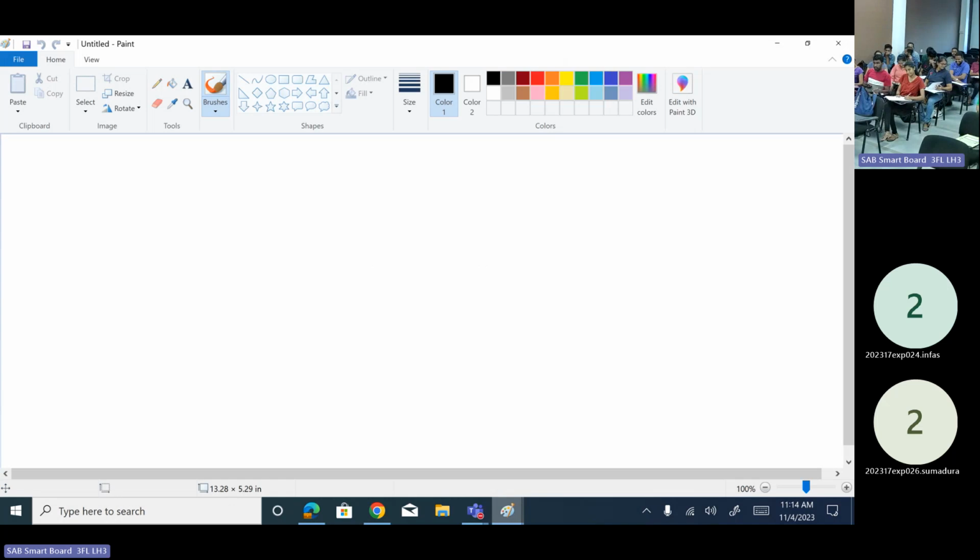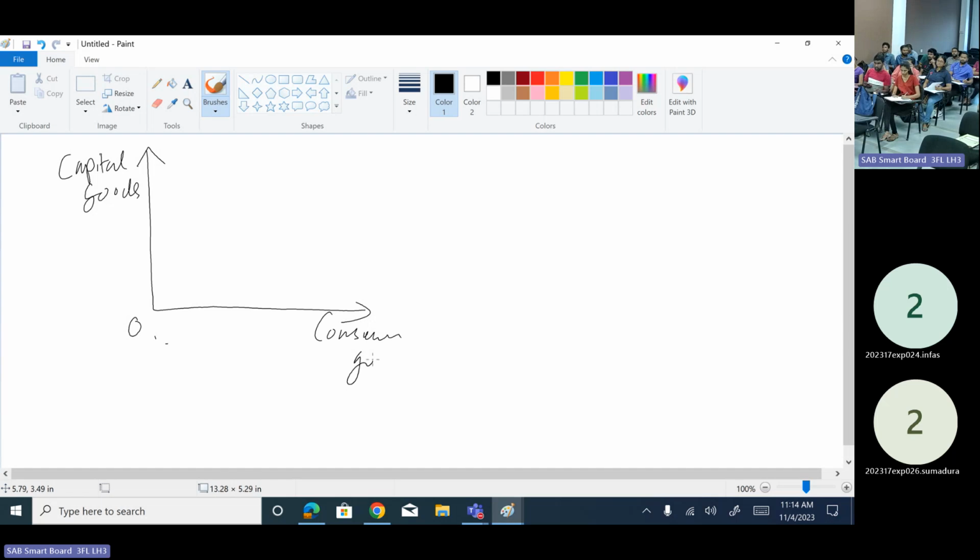Those who are online, can you see the screen? I'm drawing something. Yes, ma'am. 3 marks for the complete diagram, which you will only get if these things are clear: capital goods, consumer goods, bowed out. You also have to mention PPC. This is a correct diagram. 3 marks.